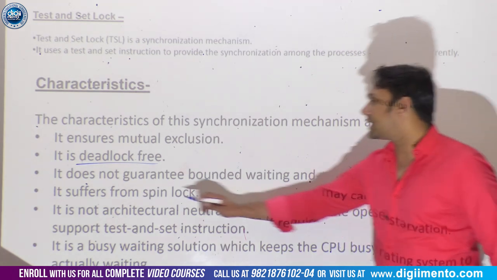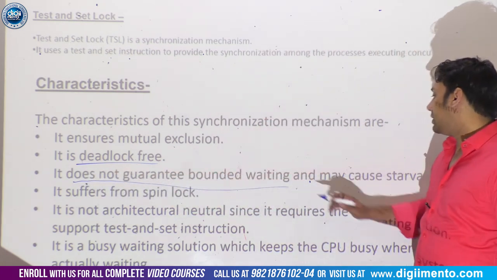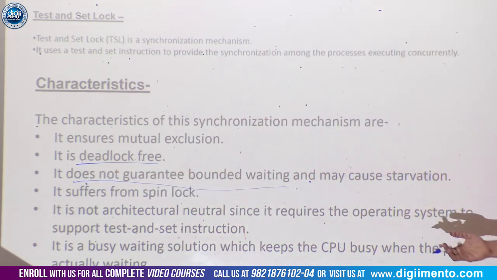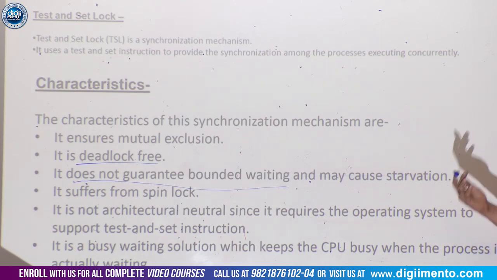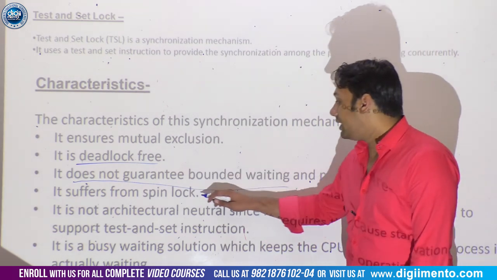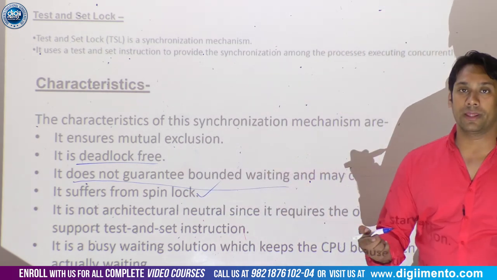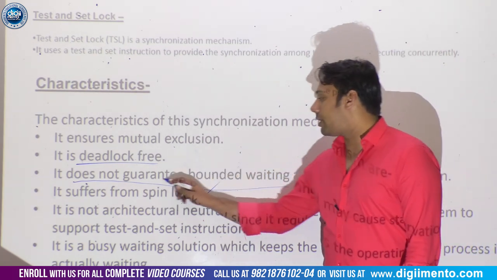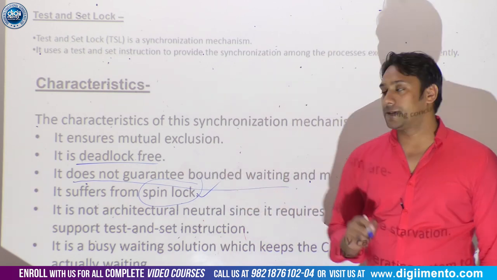But it does not guarantee bounded waiting, because some processes may starve. Yahan par starvation possible hai. And secondly, it suffers from spin lock. We'll see what the spin lock is. To ye jo hamara solution hai, this suffers from spin lock.